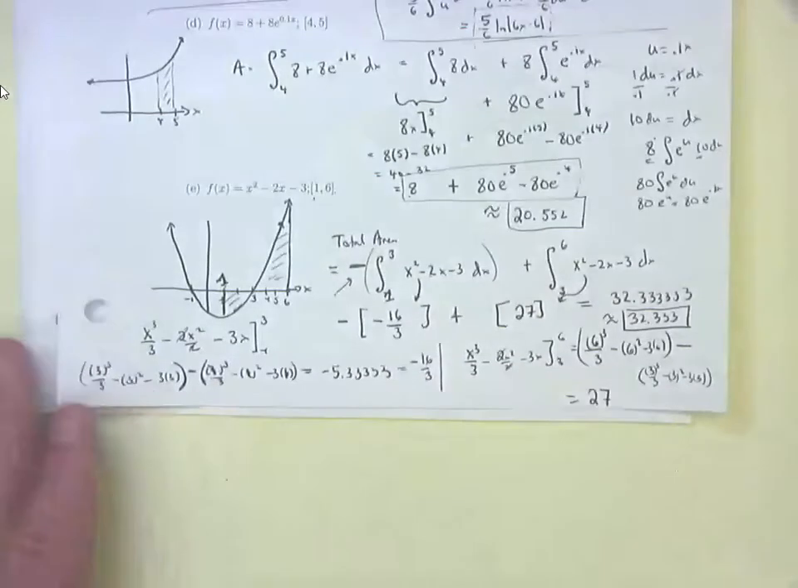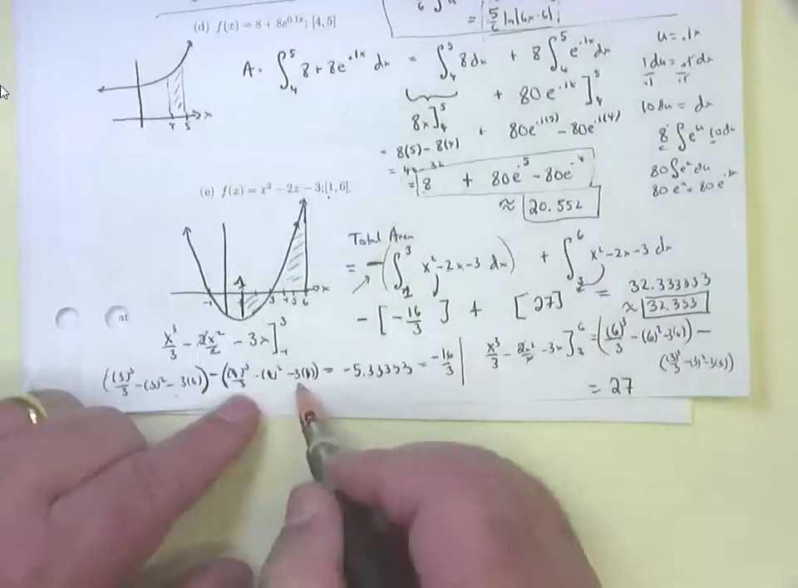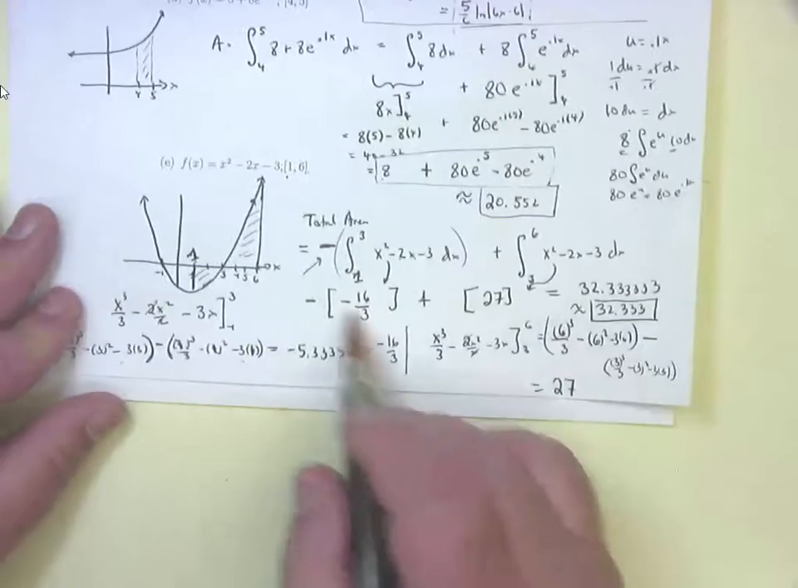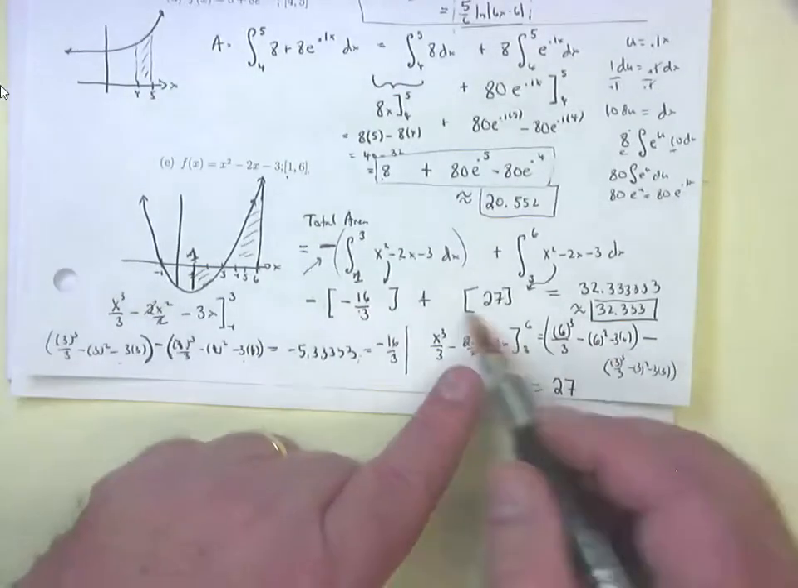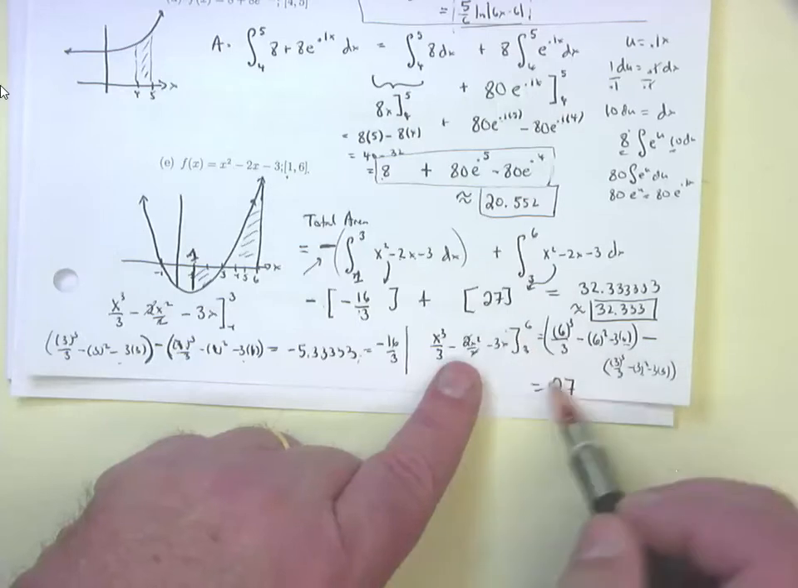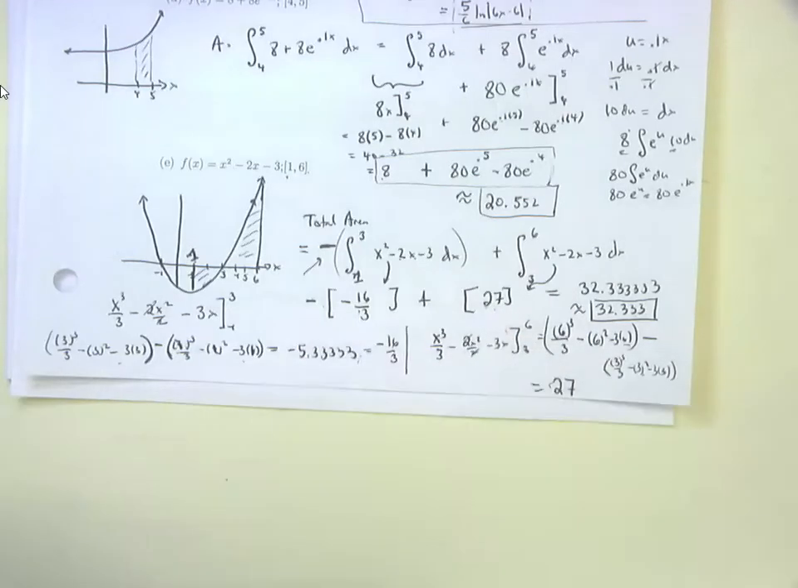Does that make sense? Plug in top minus plug in bottom, evaluate for the negative region, and negate that. Plug in top minus plug in bottom for the positive region, and just add your two answers together. Does that make sense? One last thing I can do on this problem.